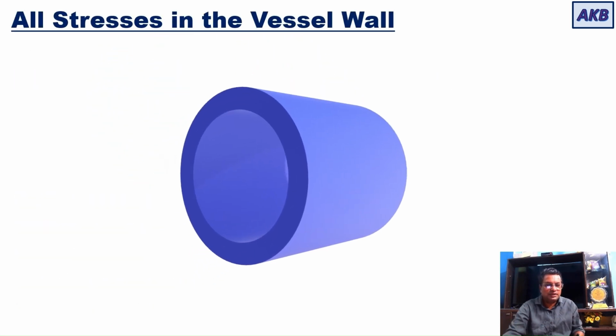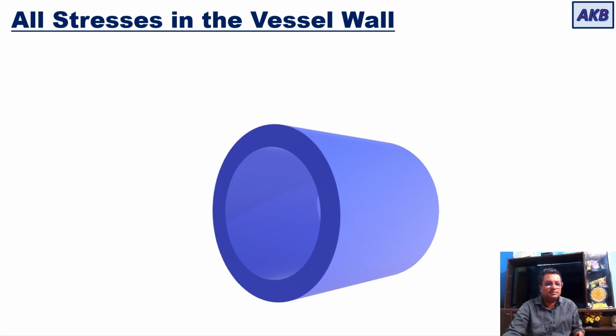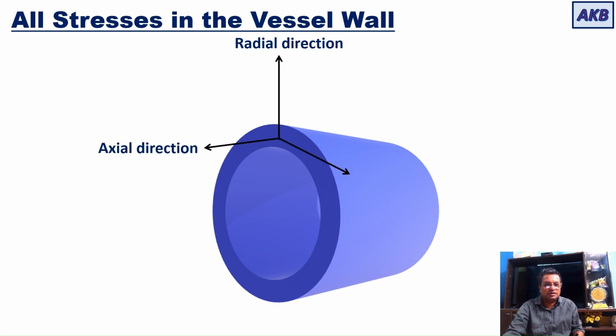If you look at another cylinder, a horizontal cylinder like this, then the three directions will be represented in this way. You have radial direction, then you have axial direction, and then you have the circumferential direction or the tangential direction. In radial direction, you have sigma r, the radial stress. In axial direction, you have sigma a, the axial stress. And in the tangential or circumferential direction, you have sigma c, that is the circumferential stress or the tangential stress.